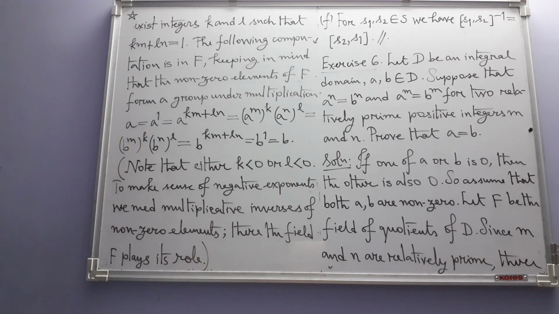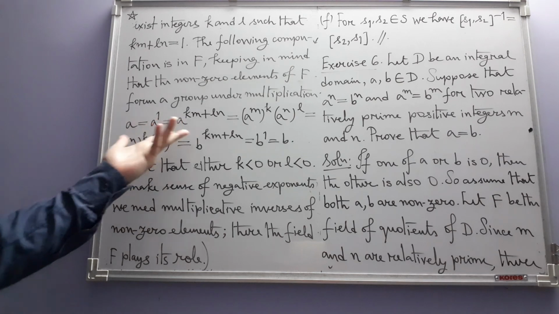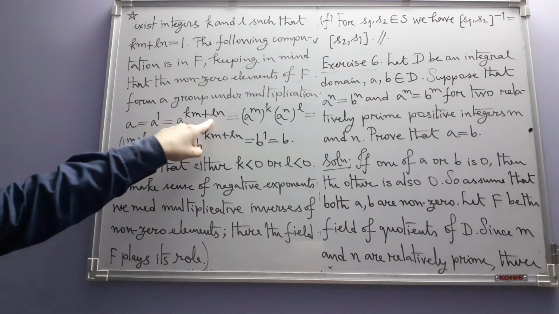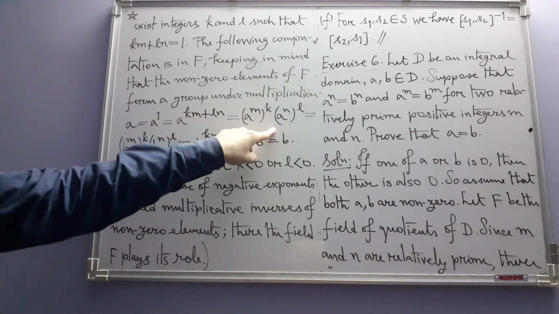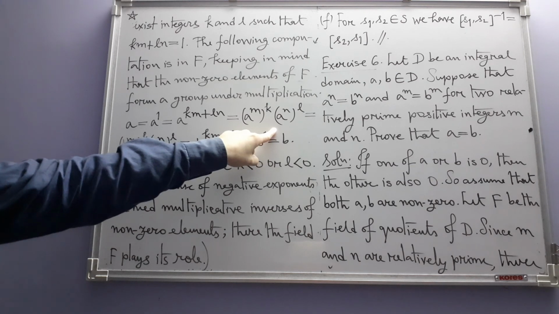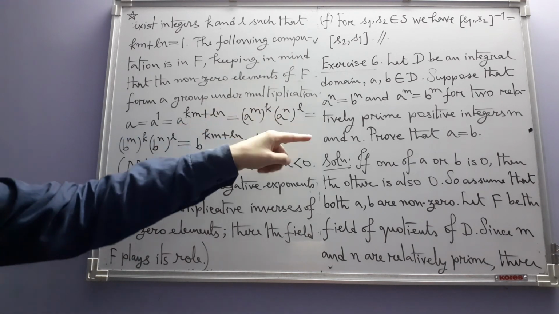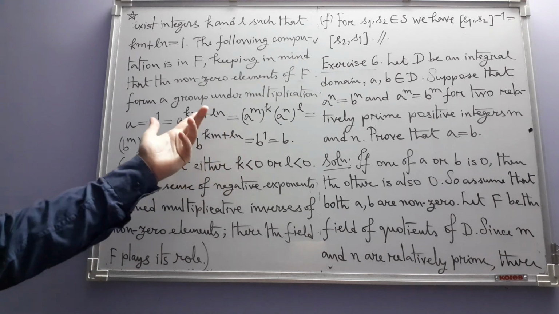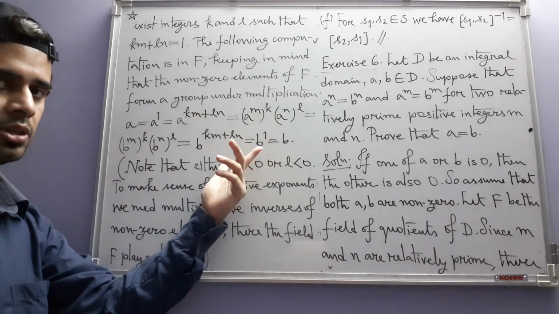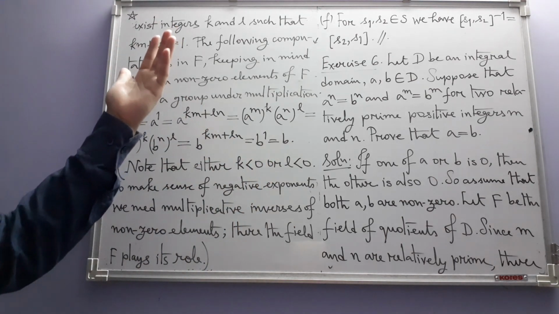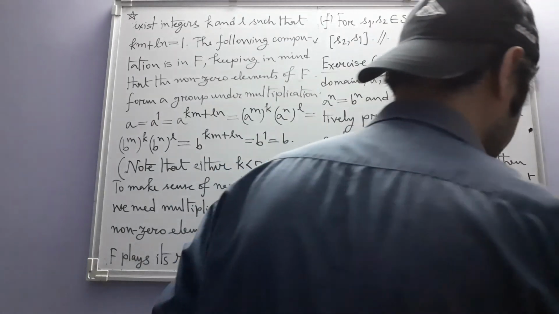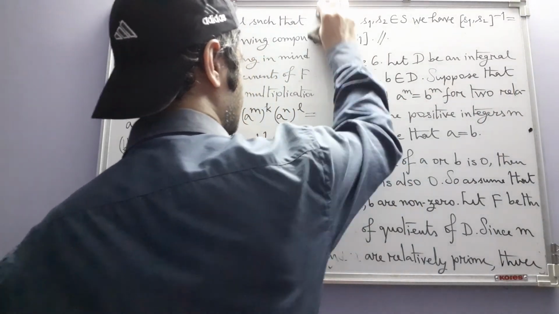So simply the fact that every integral domain is submerged inside a field helps us solve this problem. Otherwise, if you are thinking of the integral domain alone, you cannot proceed like this, because k and l, any one of them may be negative and it loses meaning in the integral domain, but it has perfect meaning in the field which is outside the integral domain. And there is only one more exercise left.